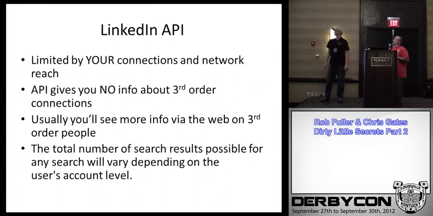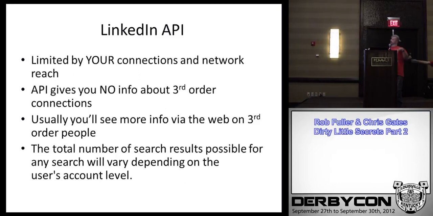Problems with the LinkedIn API: like I said, it's limited to your connections. It gives you no information about your third order people, where if you go to the webpage, you'll actually see some information about the third order people. And the total number of results you can get even via the API is limited to your user account level. If you don't pay, you get 100. If you pay, you get a lot more.